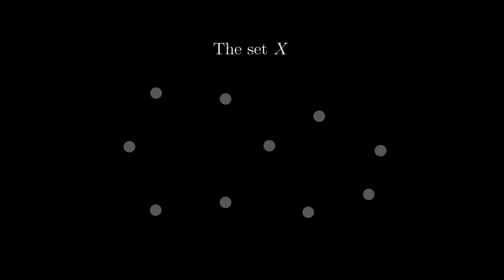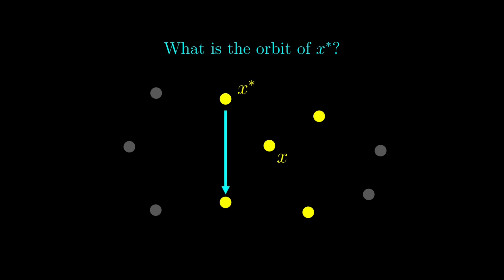Let's say these dim spots represent elements of the set X, and pick an element to be our little x. Let's say these bright spots represent the orbit of x, or where x can go, and pick one of these spots to be called x star. What is the orbit of x star? Can it, say, go to some other bright spots as well? Of course, we can first go back to the little x, then go to the bright spot that we want.